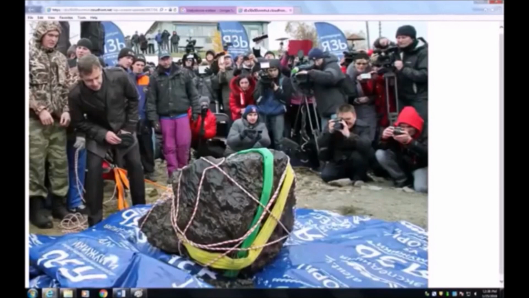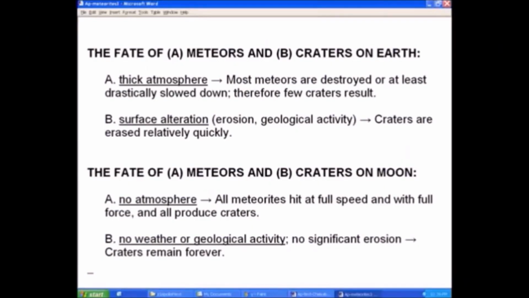But the important point for our purposes is that this bolide didn't even damage the Earth significantly. It caused a lot of explosions, windows bursting and that kind of thing, and so it did injure a number of people, but it didn't leave a lasting crater or anything like that. So this is a very significant point. The fate of A, meteors, and B, craters on Earth.